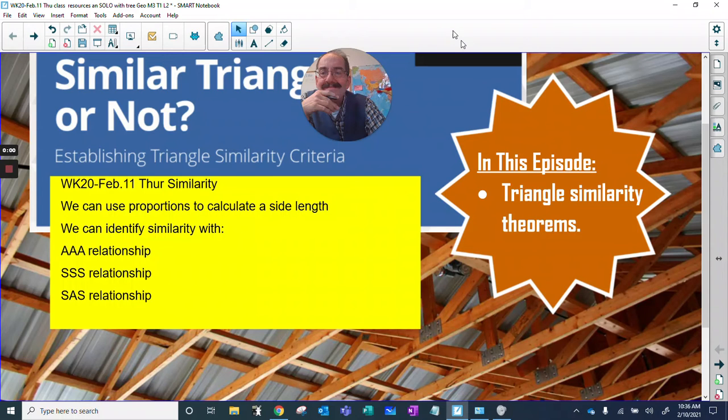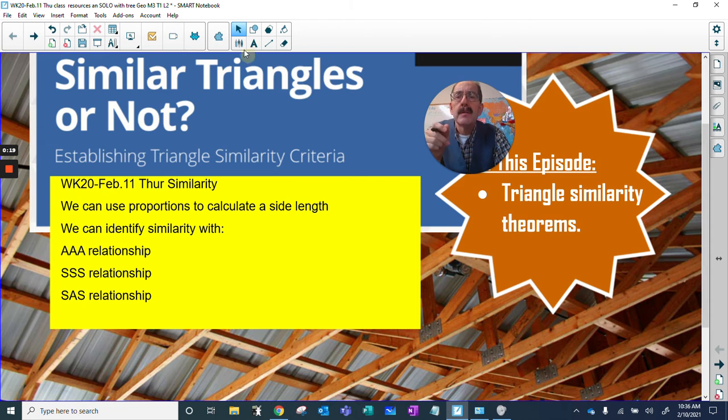Okay, welcome back. So we're on Thursday, and we were doing similarity the other day. We did angle-angle, we did side-side-side, and then I told you to go outside and find a shadow to create a real-world math problem. So let's get started here and focus on side-angle-side. That's what we didn't actually finish in class the other day.